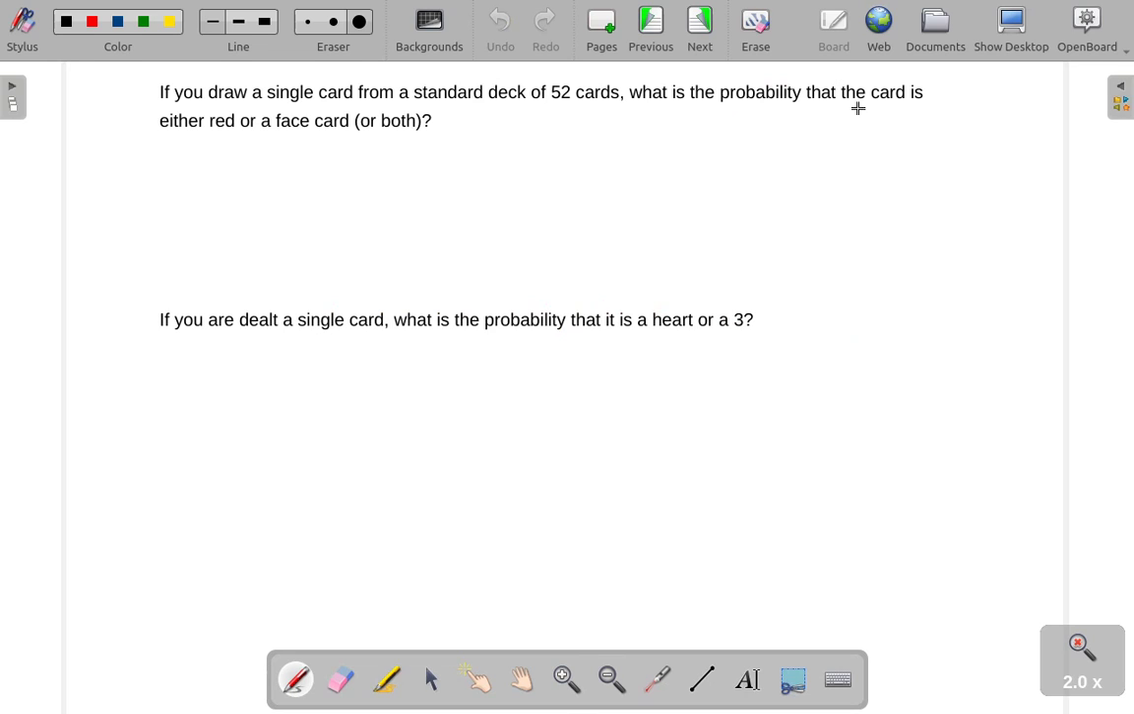In order to talk about these events, I want to give them names. I'm going to say that E is the event that I draw a red card, and F is the event that I draw a face card. So N of E, the number of cards that are red, is 26 out of 52. N of F, the number of cards that are face cards, is 12 out of 52. And N of E intersect F is the number of cards that are both red and a face card, that are in both of these.